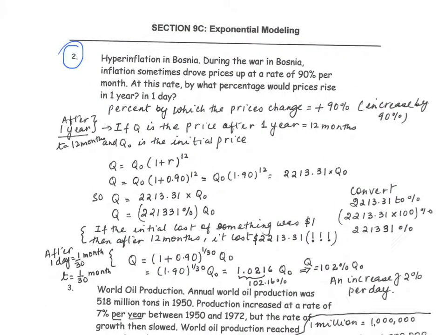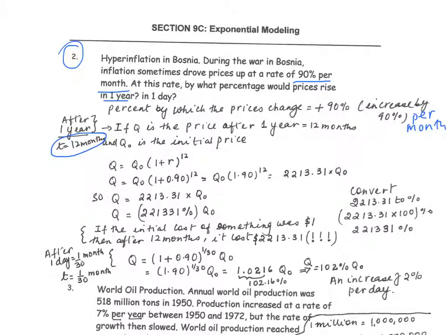Here's an interesting example. Wars sometimes drive prices up, and that's called inflation. In Bosnia during the war, the inflation rate was extremely high, 90% per month. At this rate, by what percent would the prices increase in 1 year? Since the rate is given on a monthly basis, we need to figure out what the prices were. By what percent did the prices rise in 12 months?